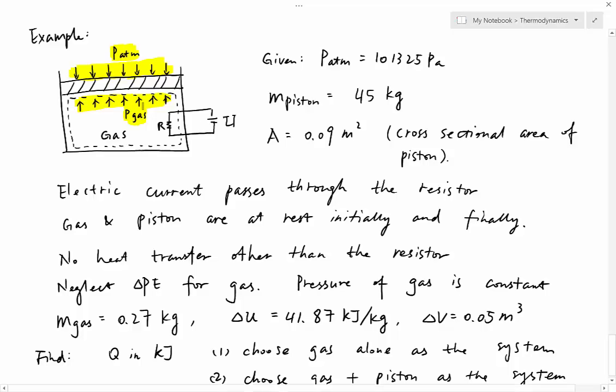And then the third thing I want to point out is here we have a resistor and battery. So what's happening here is we have electric current going through the resistor. And now as electric current goes through the resistor, what's going to happen? The resistor is going to become really, really hot. And then this heat will be transferred to the gas. So gas will gain heat.